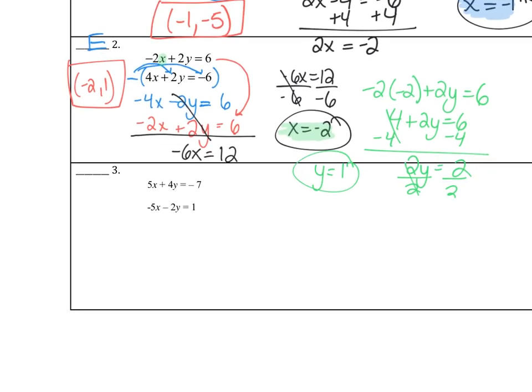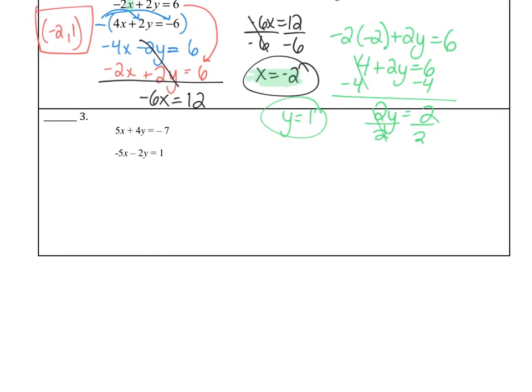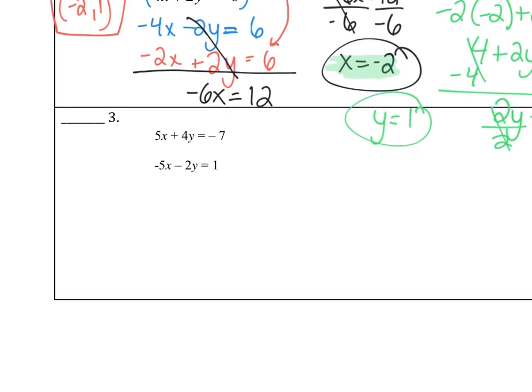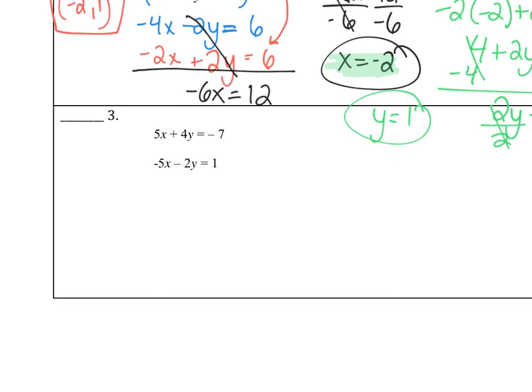If we look at number 3, we have to decide which method we would use here. I've got coefficients or numbers out front of the variables that are greater than 1. And I notice that I do have opposites with my x's. So I know that I can use the elimination method for this one because I can get rid of my x's just by adding the equations as they are. So if I do that, I get 5x minus 5x is gone. 4y minus 2y is 2y. Negative 7 plus 1 is negative 6. Divide both sides by 2 and you have your y is negative 3.